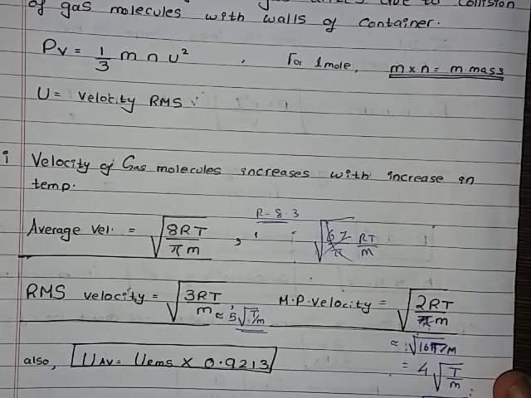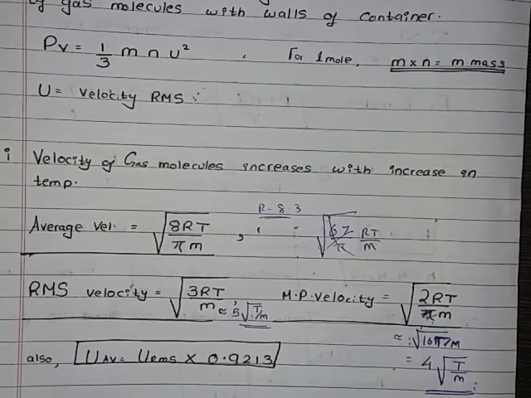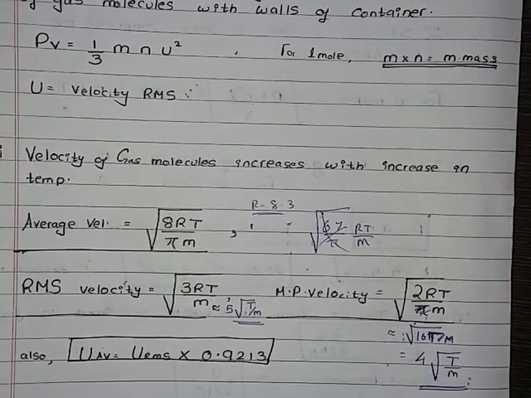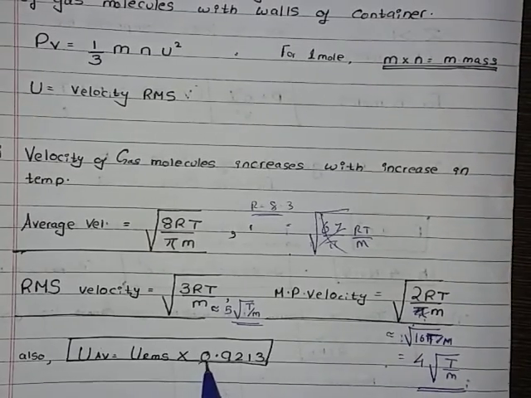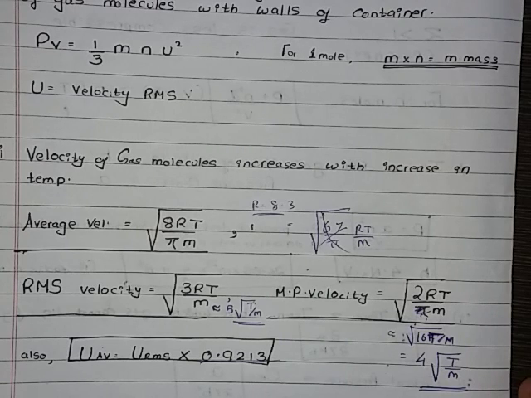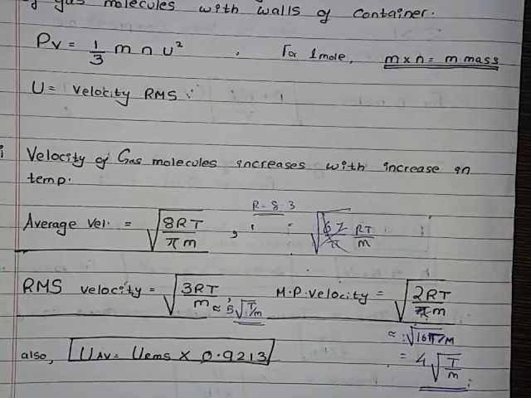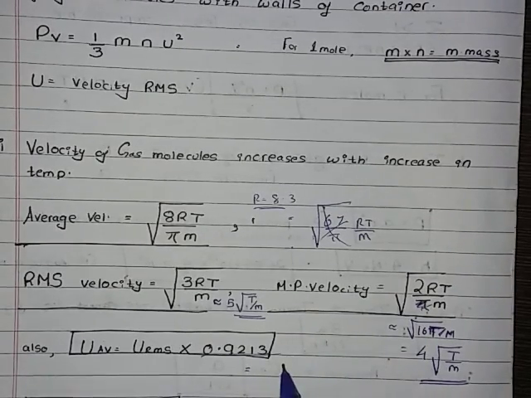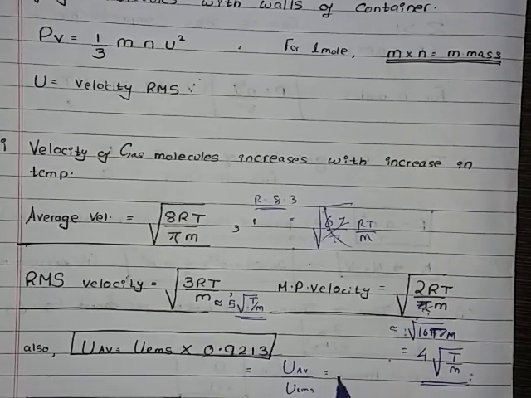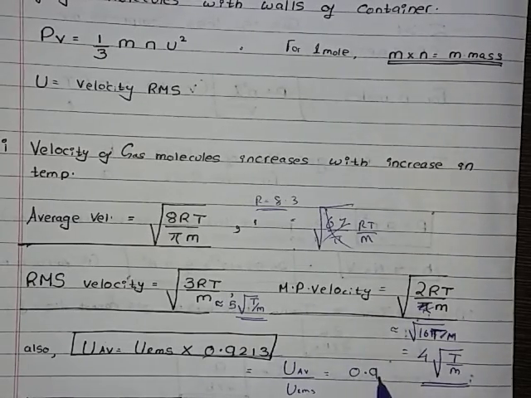And if someone asks you the relation between the average velocity and RMS velocity, average velocity equals RMS velocity into 0.9213. You have to learn this number, 0.9213. U average equals U RMS into 0.9213. I don't know how this number comes, but average velocity upon RMS velocity equals 0.9213.